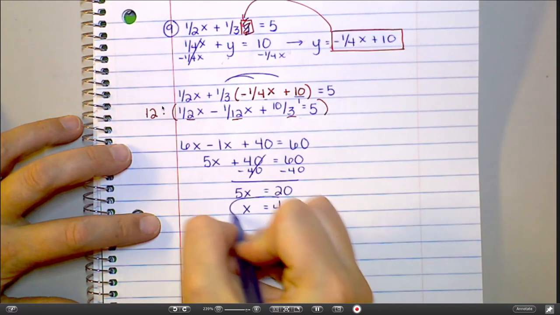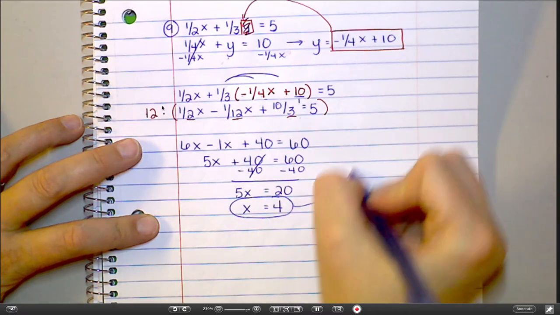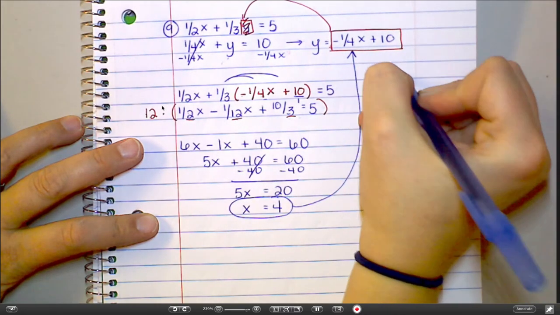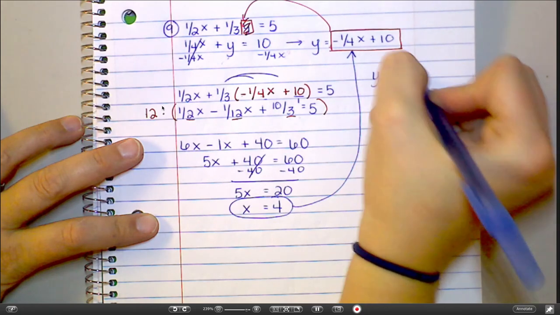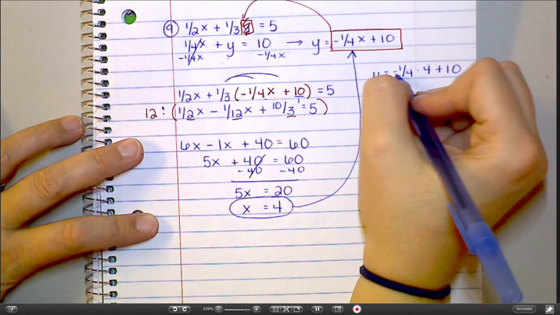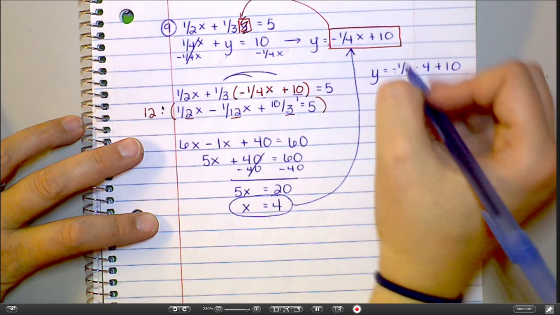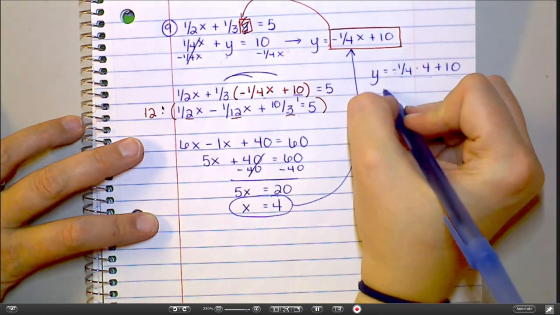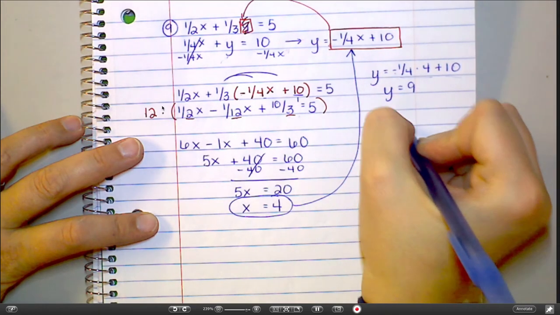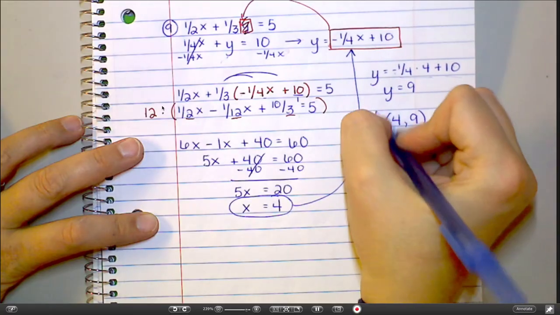Thank you. And I know this looks scary, but it's not going to be too bad with a 1/4 there. So you're going to say y equals negative 1/4 times 4 plus 10. Negative 1, because it's a negative 1/4, right? So this is negative 1 plus 10, which is 9. And so then your coordinate would be 4 comma 9.